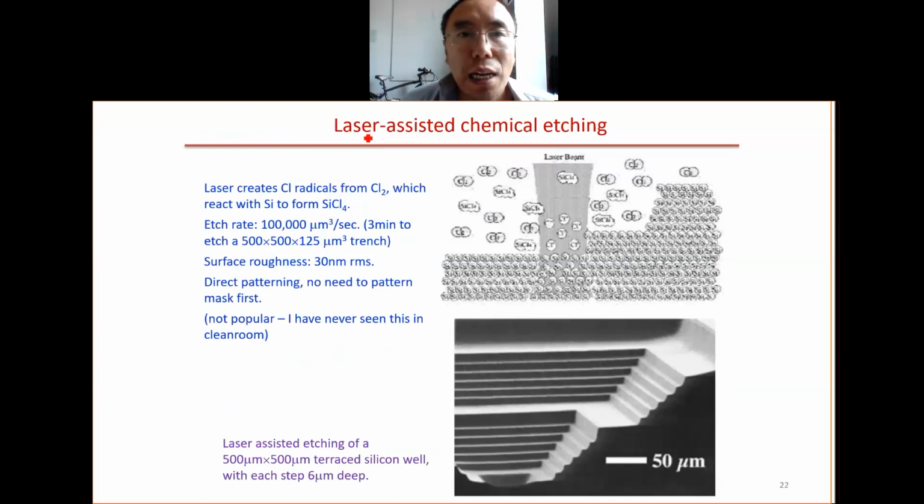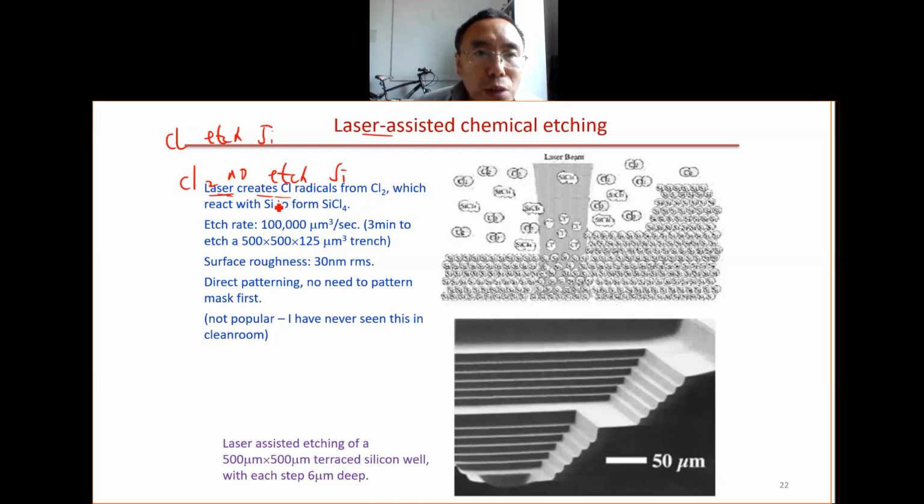The last example is the laser-assisted chemical etching. In this case, we use the laser to create chlorine radicals to etch the silicon. So we know that chlorine etches silicon easily, but Cl2 alone does not etch, or almost does not etch, the silicon. So we use the laser beam to create chlorine from this Cl2. So this will react with silicon to form silicon tetrachloride. You can scan the laser beam along the surface. Then you can have this 3D structure like this.